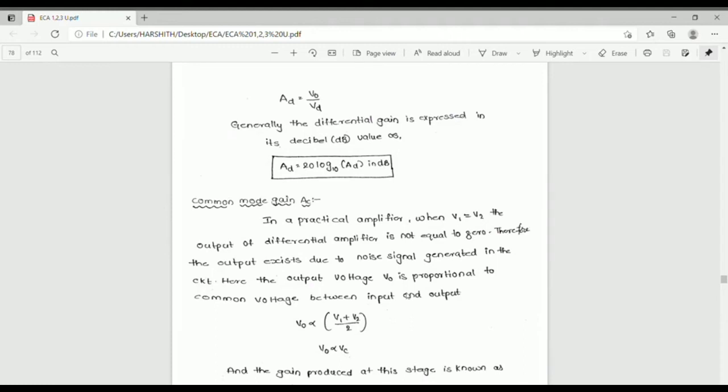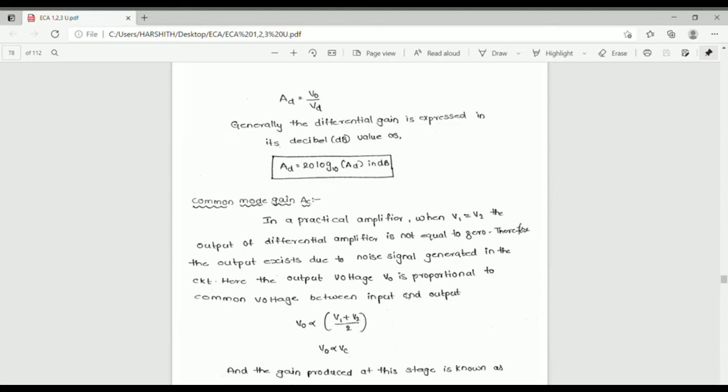So in a practical amplifier, when V1 equal to V2, the output of the differential amplifier is not equal to 0. When the first input equal to the second input, V1 equal to V2, the output of the differential amplifier is not equal to 0. Therefore, the output exists due to noise signal generated in the circuit. So V1 minus V2 is 0, but the output is not equal to 0. Why? Because the output exists due to noise signal generated in the circuit.